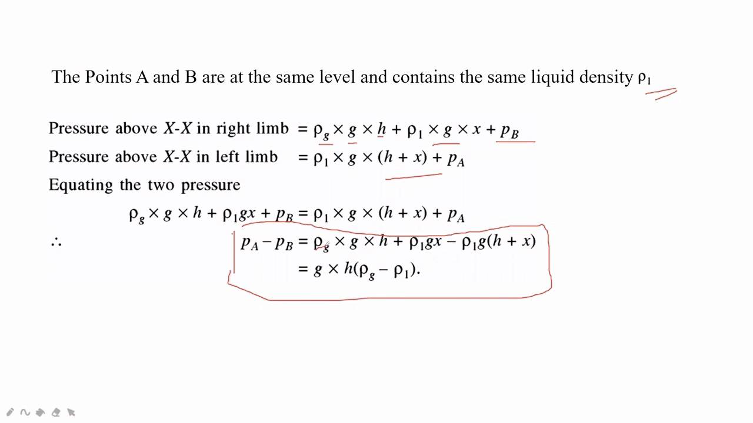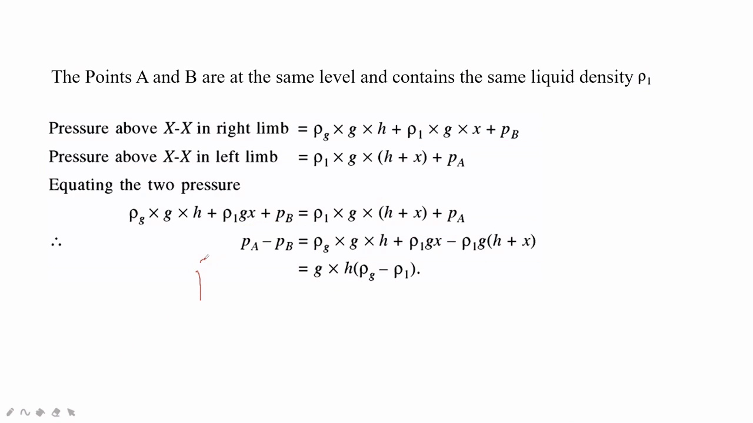So after simplifying this, you will get g into h, rho g minus rho 1. Okay. You have to remember this. The difference in pressure A and B is equal to g into, because g is common, right? So we are simplifying so that g is common here. So g into h rho g. So what is this? Rho g means the density of the heavy liquid minus the density of the liquid in both the pipes. Because of the same liquid, they are the same. Rho 1. Easy, right? PA minus PB is equal to g rho g h.